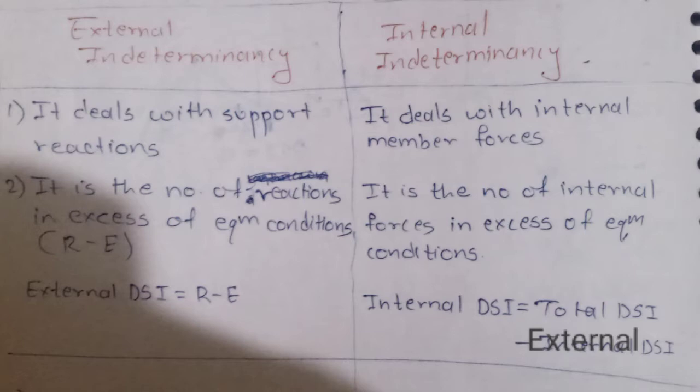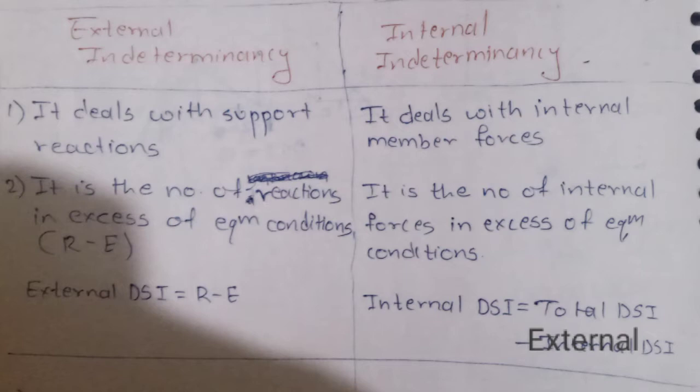External indeterminacy is caused by support reactions. The extra number of support reactions in addition to the equilibrium conditions available are the external indeterminacy. Simply we will do R minus E, R number of reactions in E equilibrium conditions. What is internal indeterminacy?